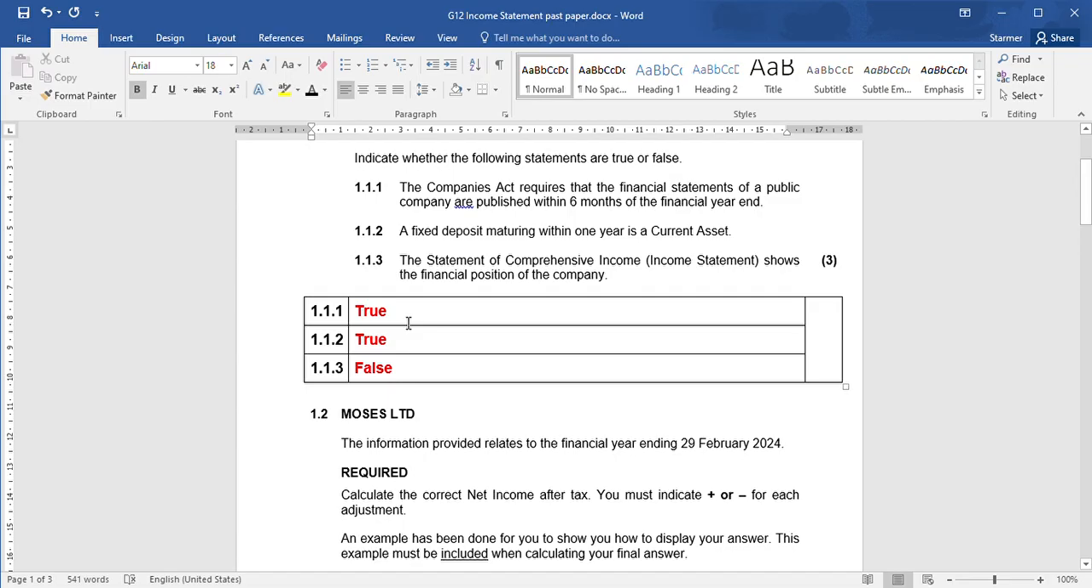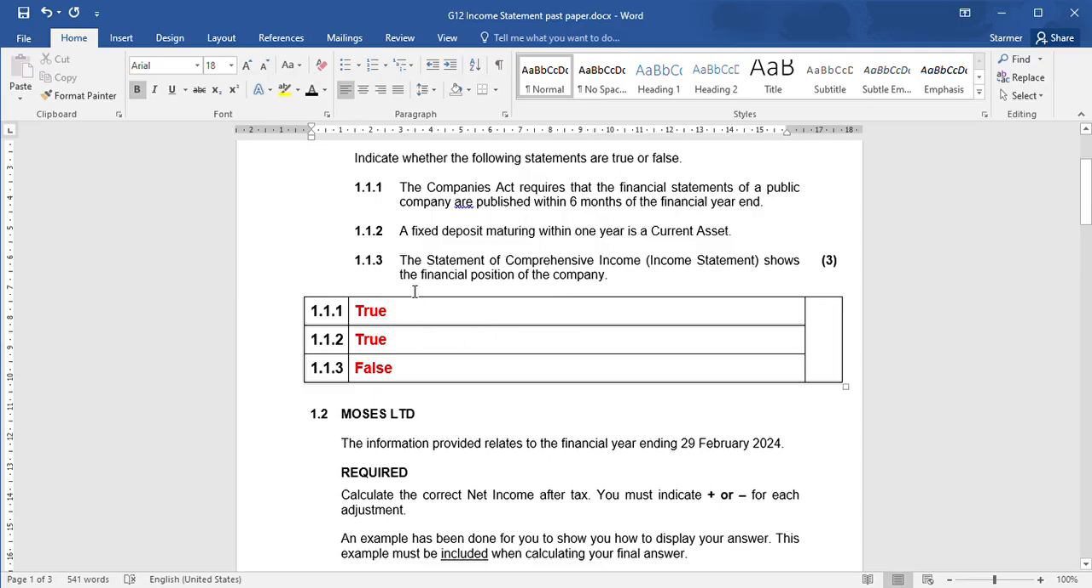A fixed deposit maturing within 1 year is a current asset. Okay, remember current assets are converted to cash within a year, and any fixed deposit maturing within a year gets recorded under your cash and cash equivalent note. So that statement is also true.